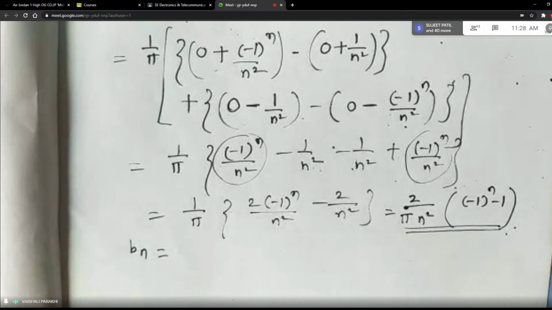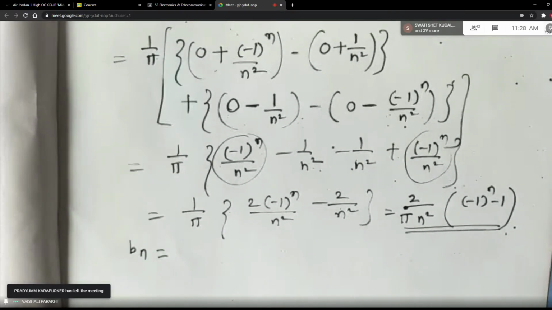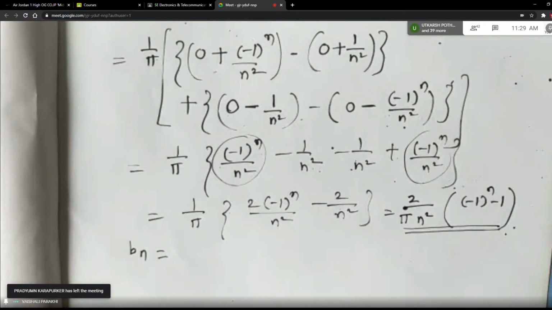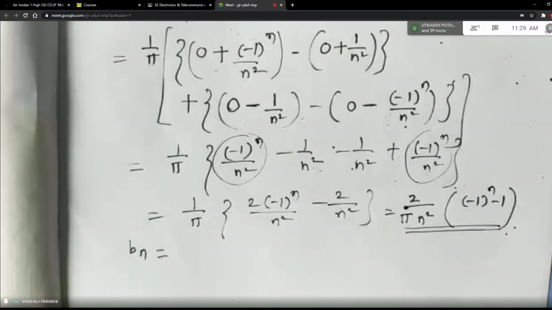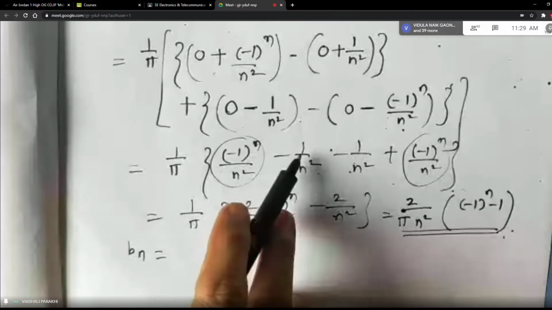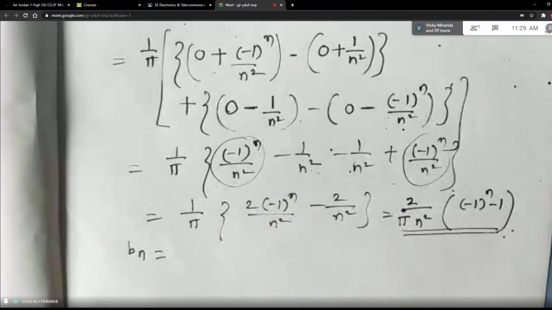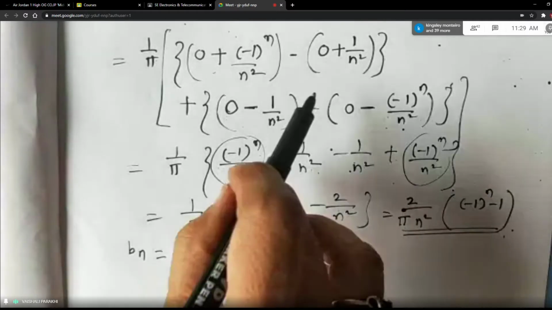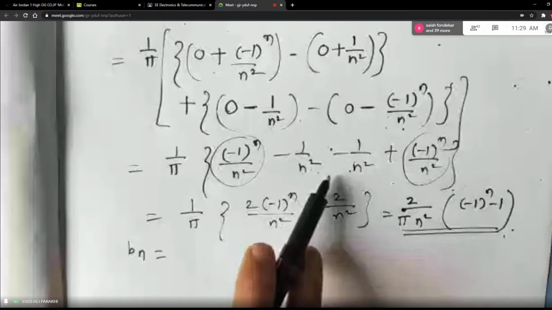If no, then let us go to find Bn. Ma'am, that 1 upon minus n square and minus n square, how did it come in the second last step? Minus 1 by n square minus 1 by n square is minus 2 by n square. How did it come, you're asking? Yes. See, here you have minus 1 by n square, and here also you have minus 1 by n square, so that is written here.